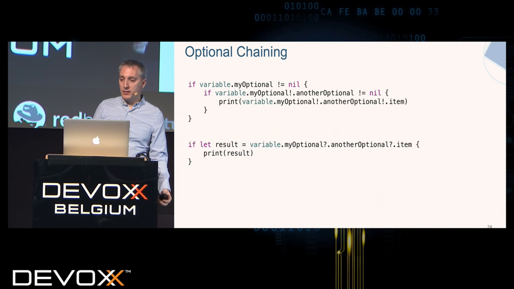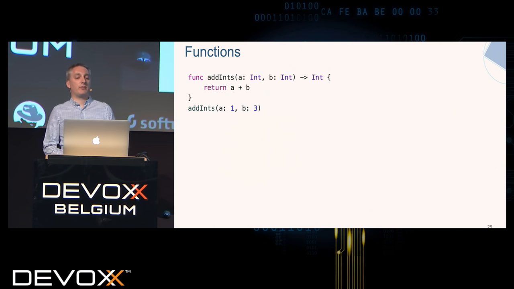Right. So Swift has functions. So here's a function which takes two parameters, a and b, both of which are integers, and returns an integer. The return type goes on the right-hand side after the little arrow sign. So this function just adds the two up together.